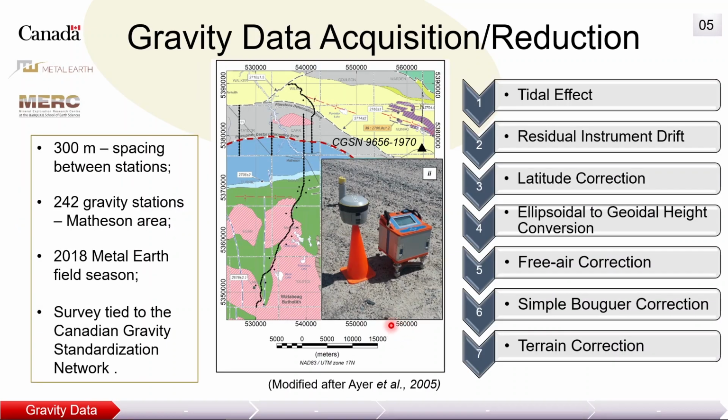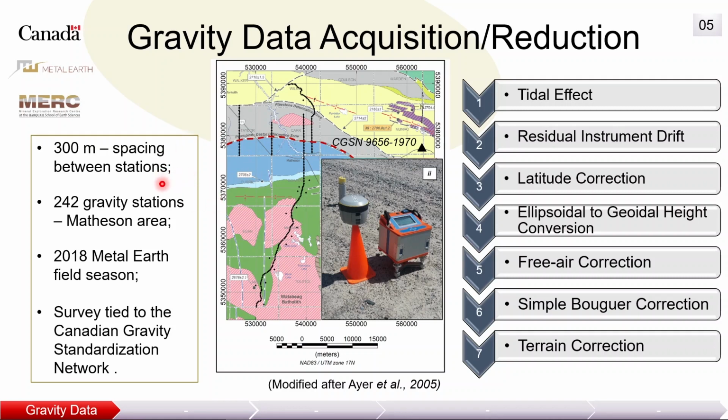So the gravity data reduction: the data was acquired in the 2018 summer field season. We can see in this map here a very simplified geological map, with these black dots, which are the gravity stations. All of these profiles are crossing the Porcupine Destor fault, which is here, all the way from west to east.